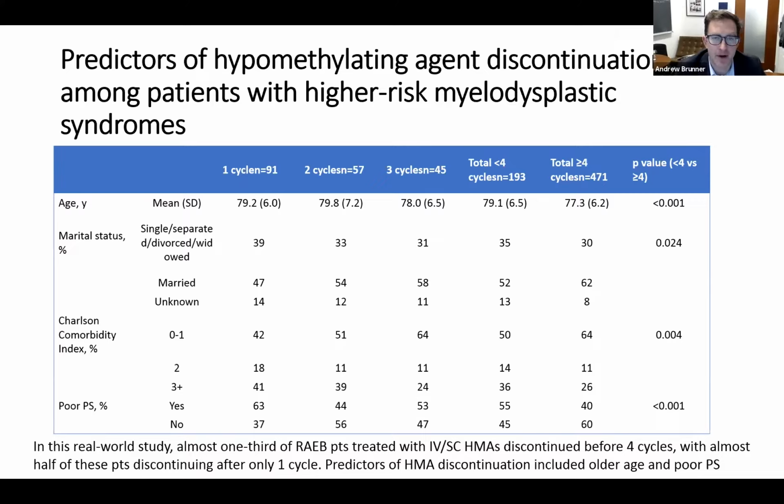Why did they stop? Especially since half of this group stopped after just 1 cycle of treatment. And so it's trying to understand what are the barriers to providing this care. And it seems like the main barriers really are comorbidities, poor performance status, and aging. So older patients are less likely to go on and get multiple cycles. And so if that's the case, how do we, in clinic, actually address that?